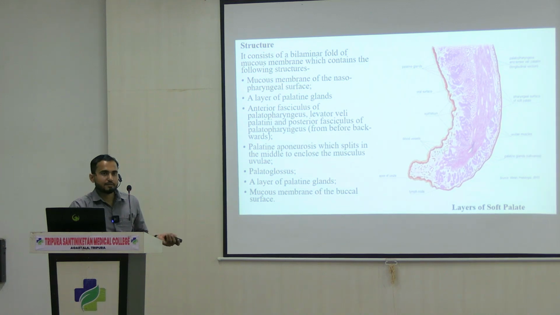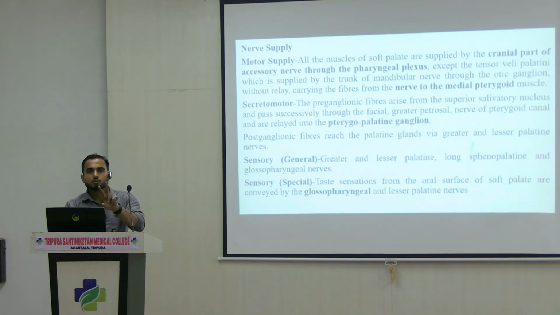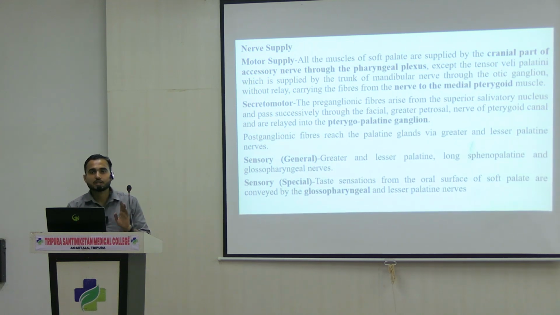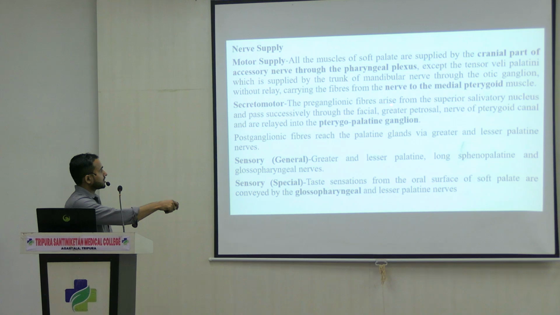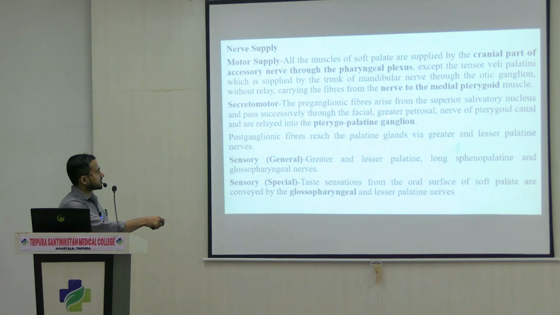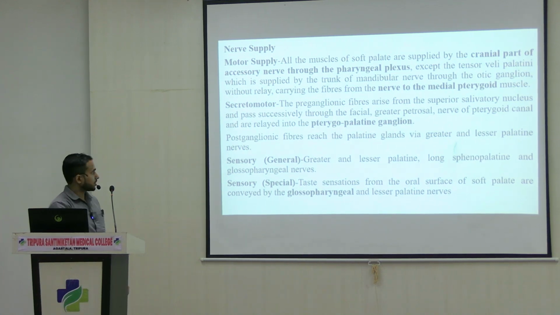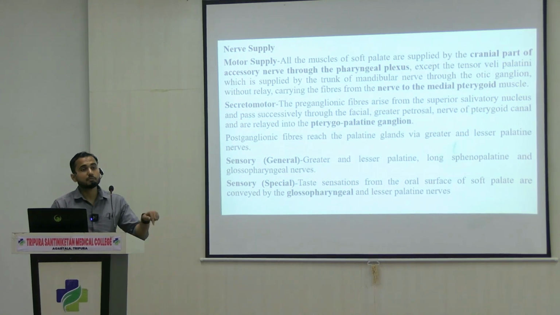Have you heard about the superior salivatory nucleus? Secretomotor fibers are divided into two parts: preganglionic and postganglionic. The preganglionic fibers come from the superior salivatory nucleus. After that they pass through the facial nerve and greater petrosal nerve to the pterygoid canal. These are branches of the facial nerve only, and then they relay in the pterygopalatine ganglion, not the submandibular ganglion.